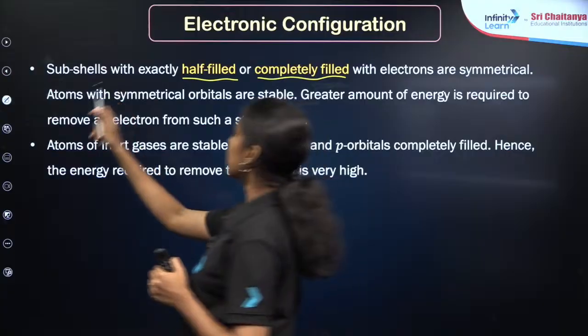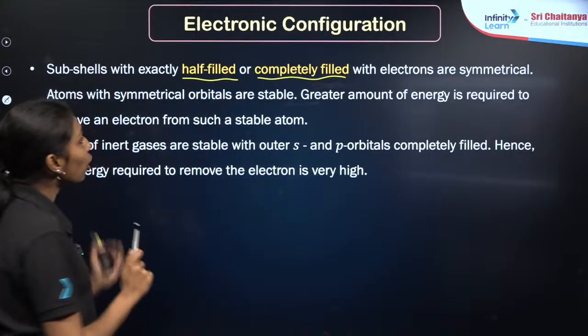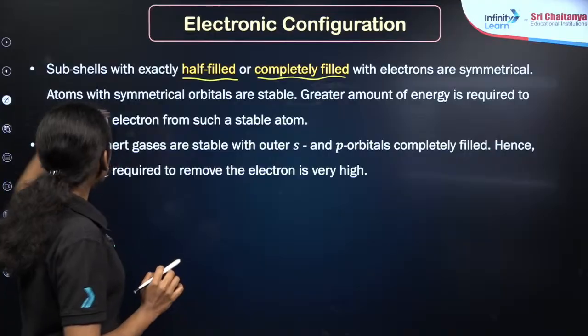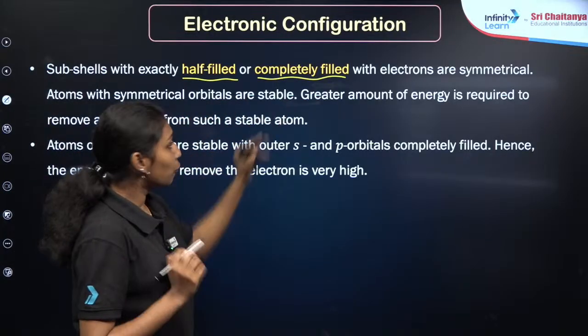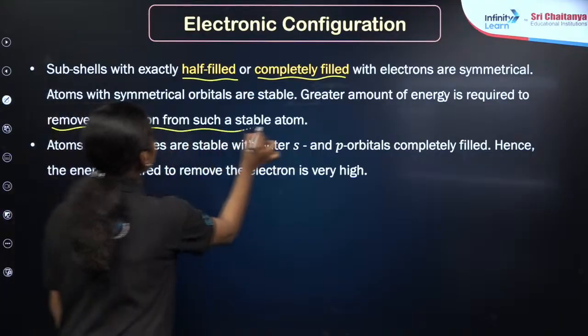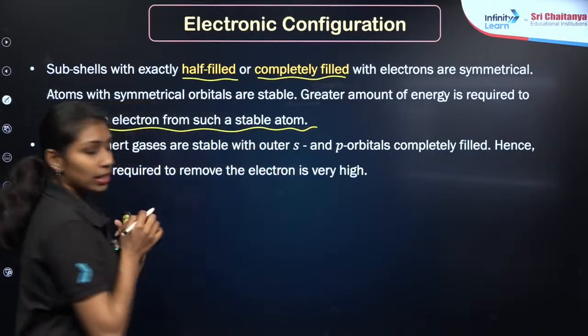As I already mentioned here, subshells that are exactly half filled or completely filled with electrons are symmetrical, right? Atoms with symmetrical orbitals are stable. Therefore, a greater amount of energy is required to remove an electron from such a stable atom, right?